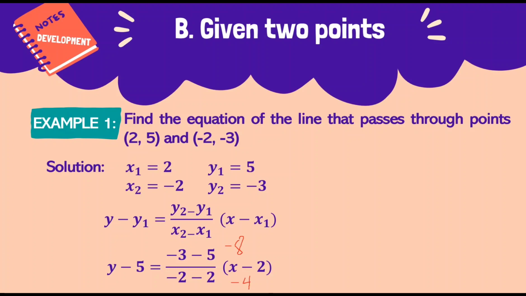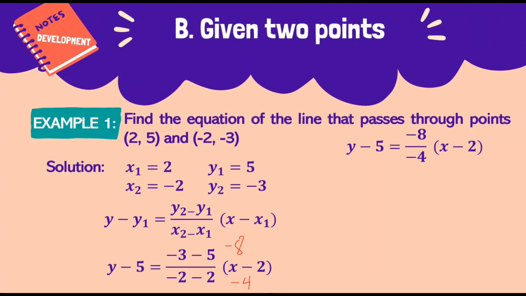Ayan. So let us rewrite that. Ayan, lagay na natin. So it becomes y minus 5 is equal to negative 8. Saan ang galing ang negative 8? Yung sum ng ating given sa numerator. All over negative 4. Negative 4 is also the sum of our denominators. And then copy x minus 2.